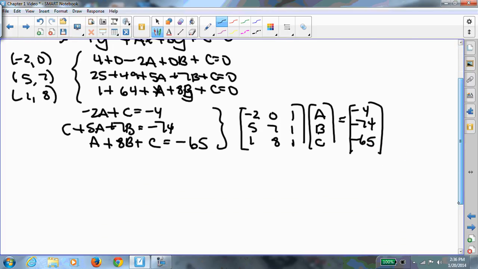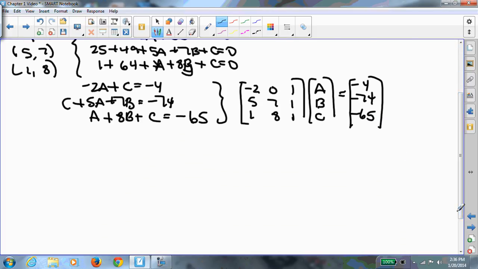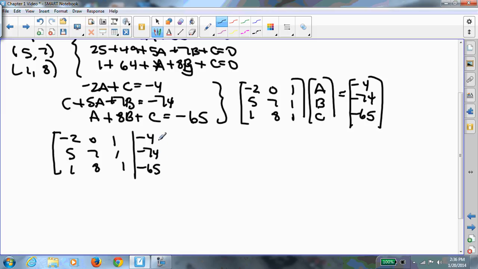Now we're going to set this up as an augmented matrix instead that I can use row operations to reduce. So my augmented matrix will look like the following. Negative 2, 0, 1, 5, 7, 1, and 1, 8, 1. And on the augmented side, negative 4, negative 74, negative 65. From there, I would use row operations such as swapping 2 rows, multiplying a row by a scalar, adding a scalar multiple of one row to the other to get it down to reduced echelon form.